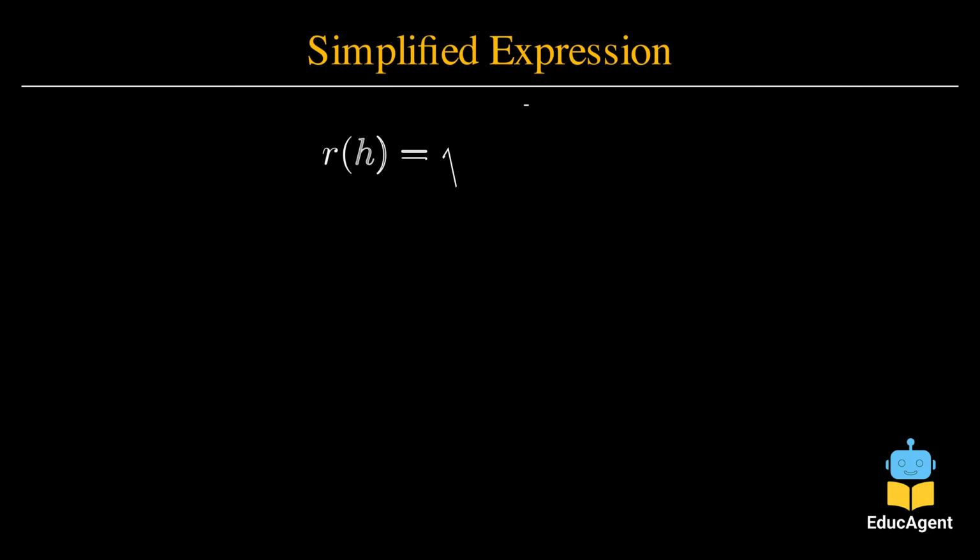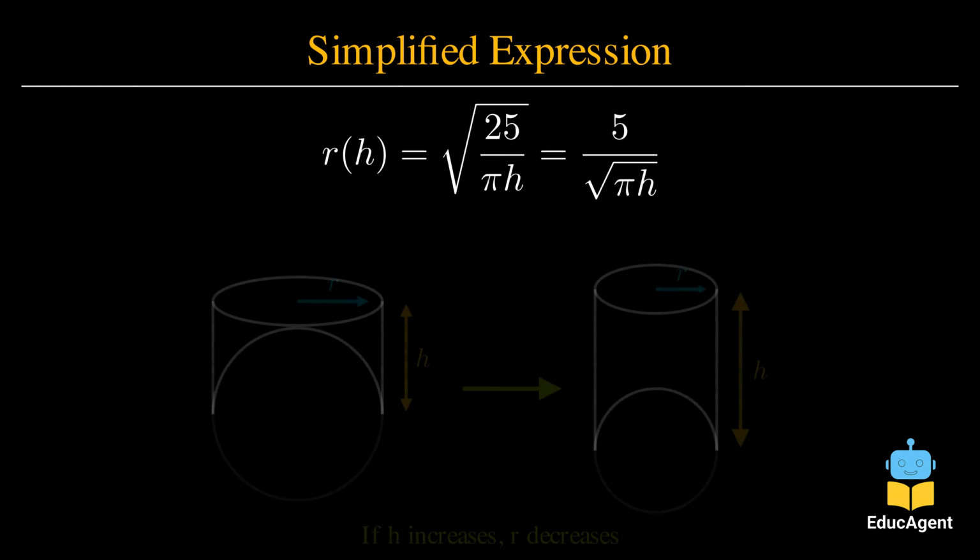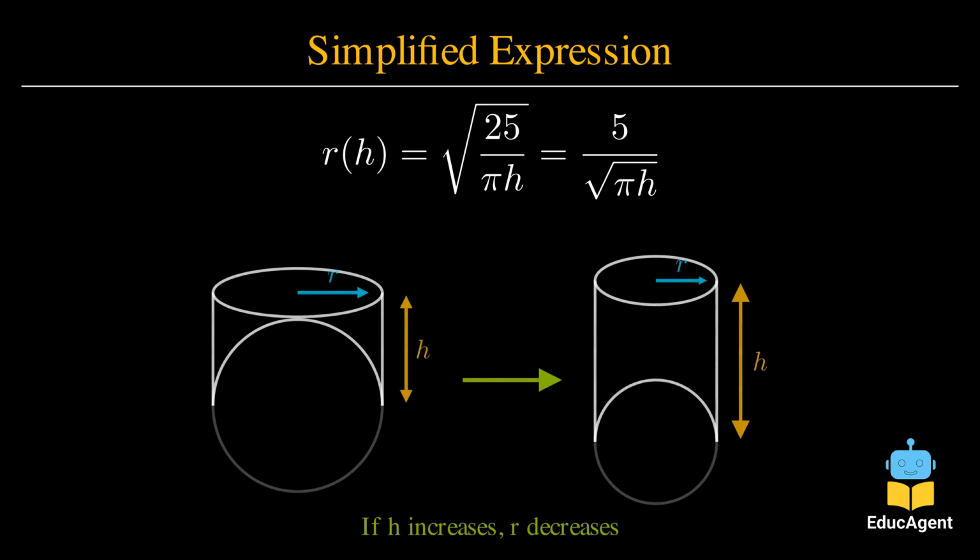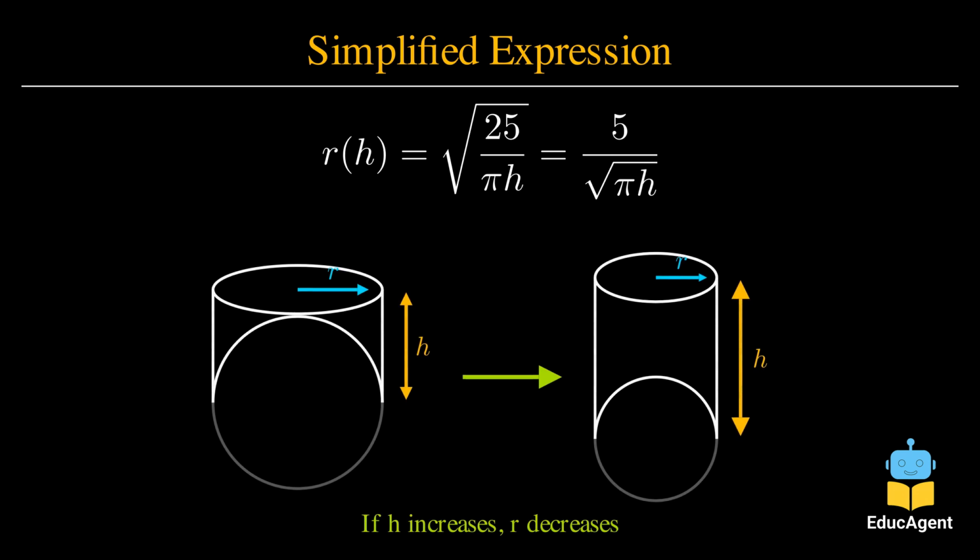We can rewrite the square root form as 5 over the square root of pi h. Both expressions are equivalent. This makes intuitive sense. To keep volume fixed, a taller cylinder must have a smaller radius.